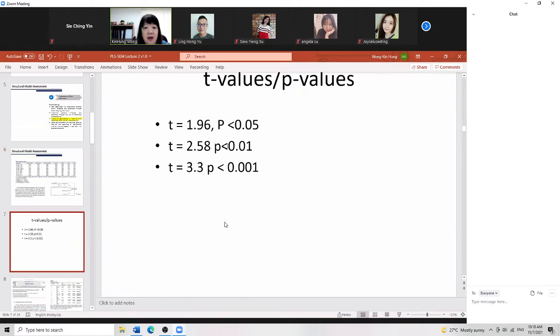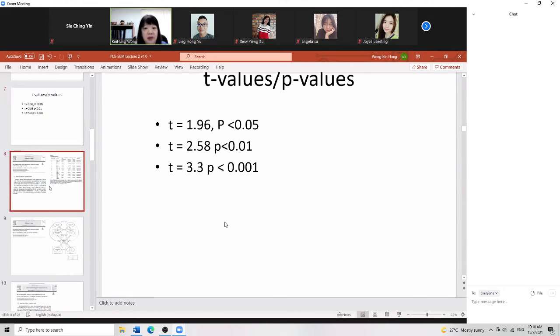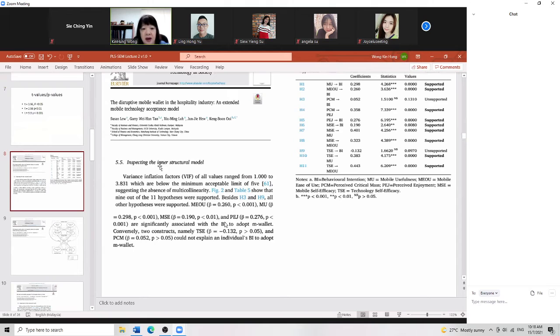All right. So this is the t value. Okay, this one two-tail. Okay, less than 0.05. If it's 0.01, its t is 2.58. This one 3.3. All right. T value or p value. Okay. So here is another example. Variance inflation factors, okay, range from 1 to 3.83.